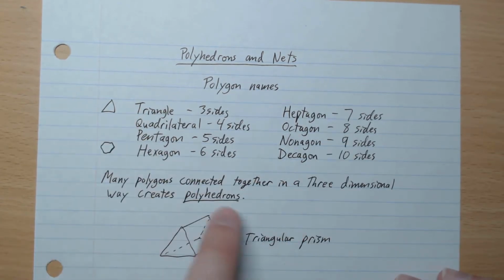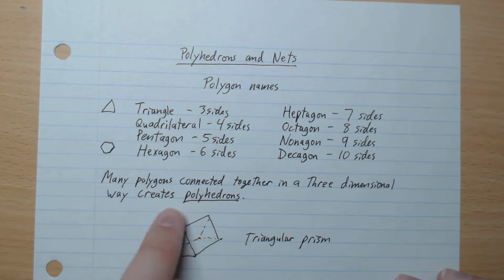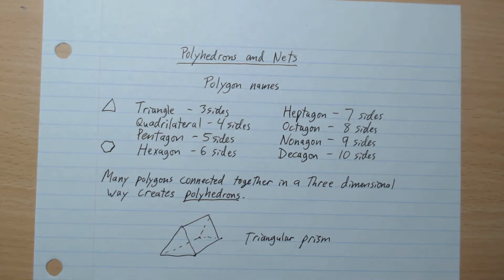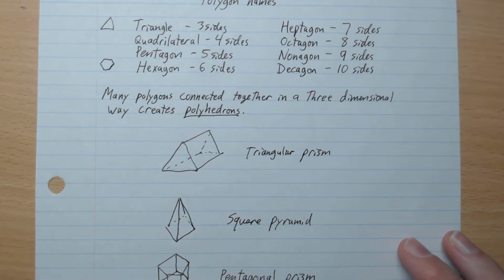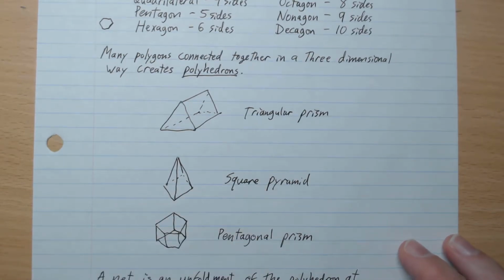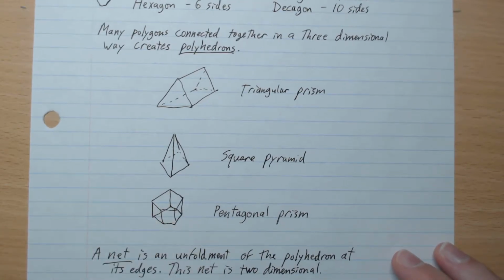So many polygons connected together in a 3-dimensional way create what's called polyhedrons. Examples are a triangular prism, a square pyramid, and a pentagonal prism.